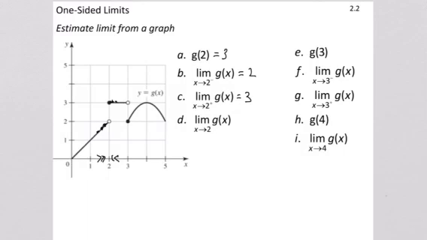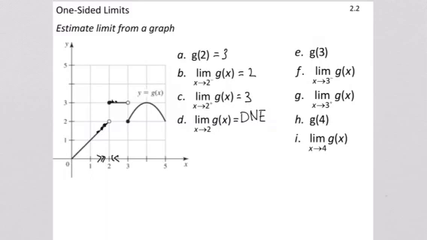So when we ask what's the limit as x approaches 2 of g of x, well, we see the lower limit is 2, the upper limit is 3. The limits exist, but they're not equal. So since the limits are not equal, this limit does not exist. So I'll just put DNE for does not exist.